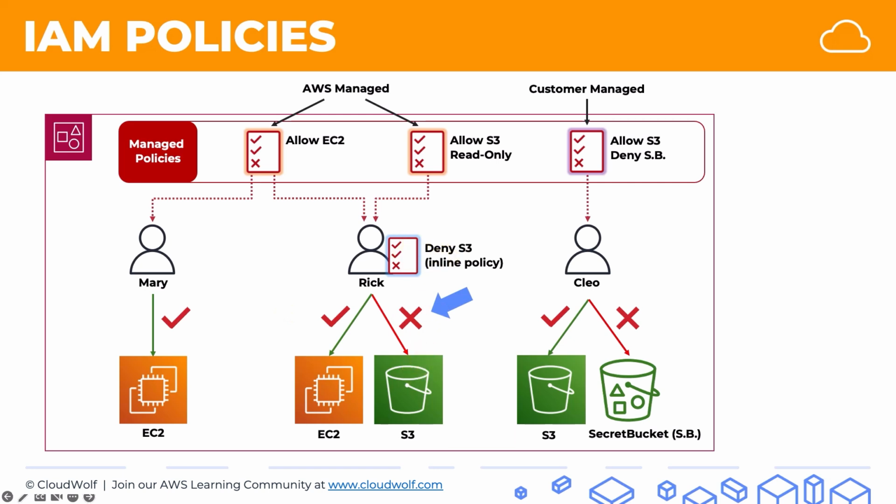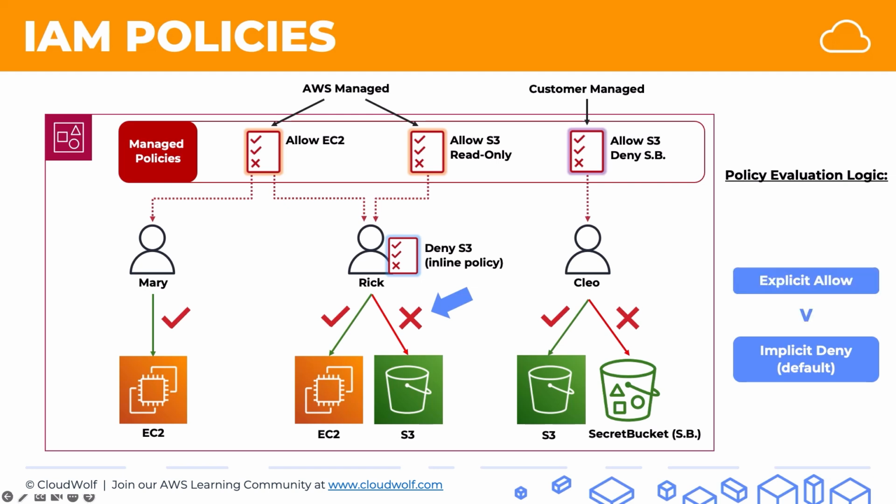So we see a situation where Rick has two policies attached. One allows S3 read-only access, and one denies S3 access. So what will win, the allow or the deny? And this is where the policy evaluation logic is important. So here we've got policy evaluation logic. Always you will have an implicit deny by default. So everything is denied unless it's explicitly allowed.